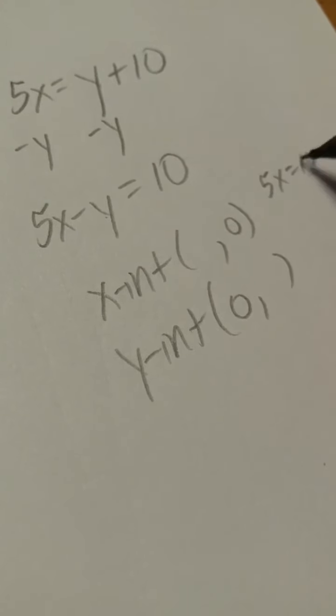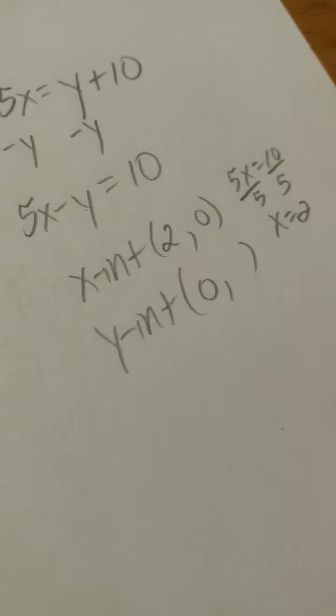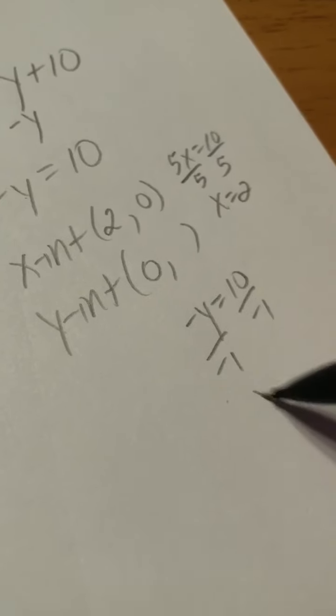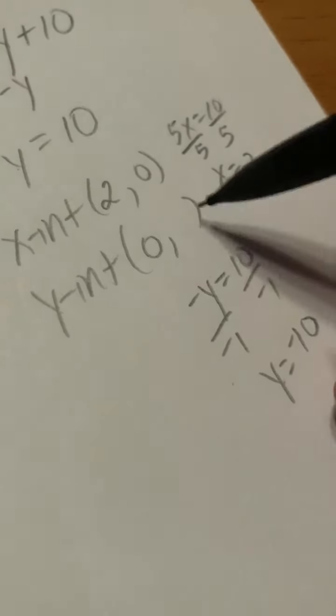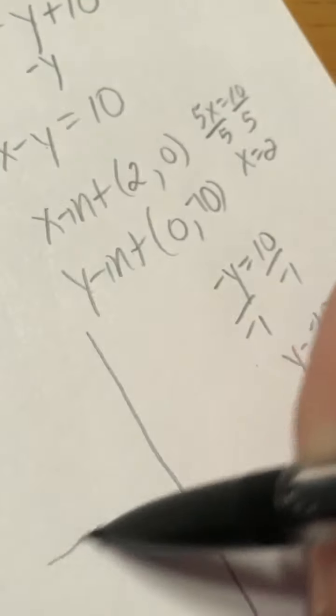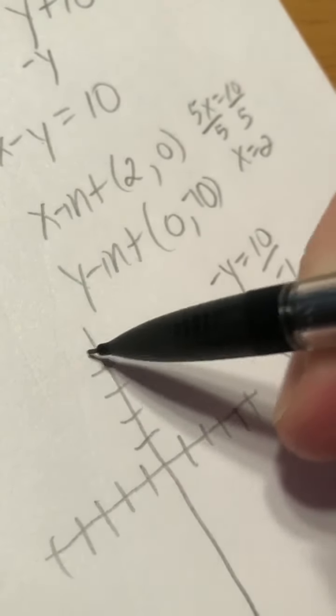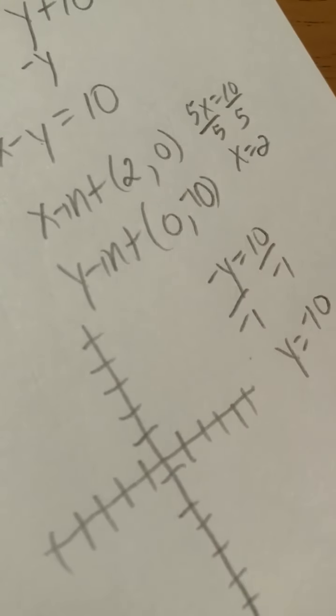And then we do just that. Plug 0 in for y, so we get 5x equals 10. Divide by 5, x equals 2. Make sure you're putting it in an x spot. Plug 0 in for x, so negative y equals 10. Divide by negative 1, and y equals negative 10. Again, putting it in a y spot. And then we go to graph. I know I'm going to have to go pretty far down on the y-axis. So I graph 2, 0 on the x-axis, 0, negative 10 on the y-axis, and draw that line.